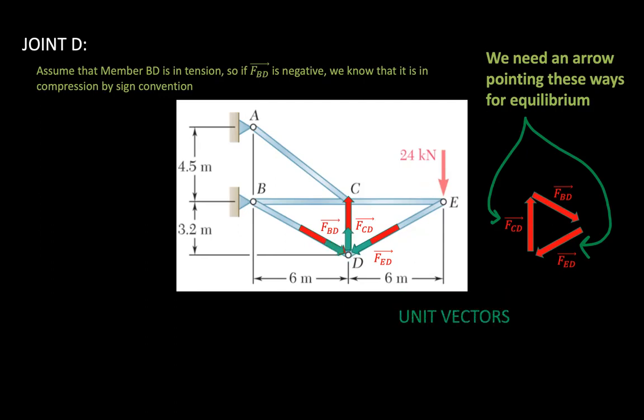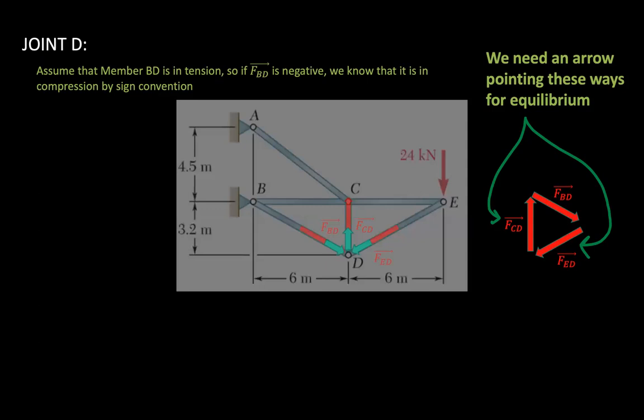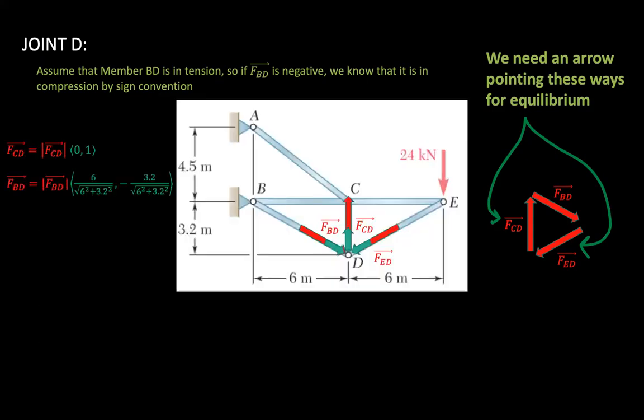These are the unit vectors. So basically we have FCD as a vector is equal to the magnitude of FCD times the unit vector along CD, which is 0, 1. FBD as a vector is equal to the magnitude of FBD times the unit vector along BD. And that is equal to that.